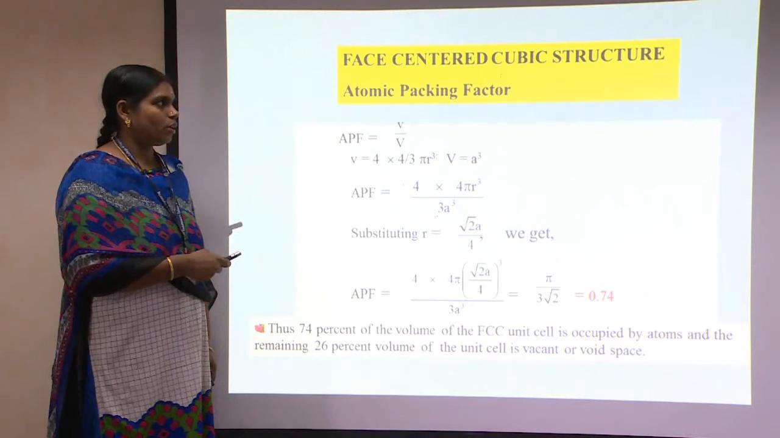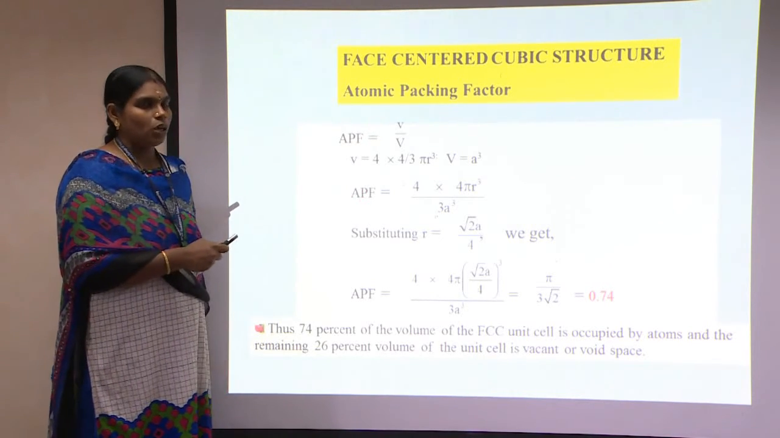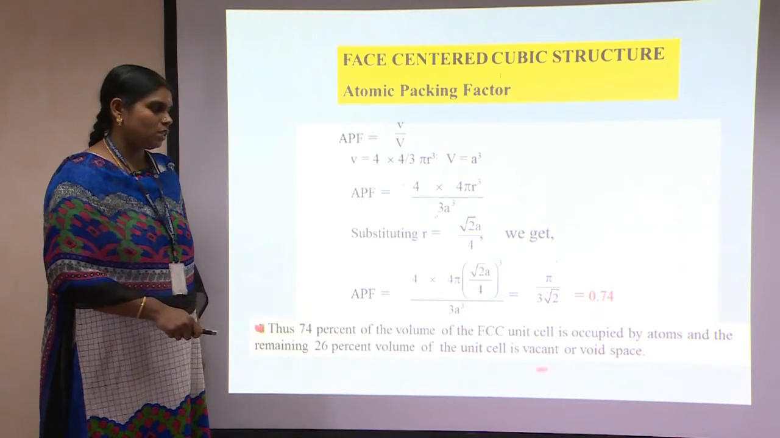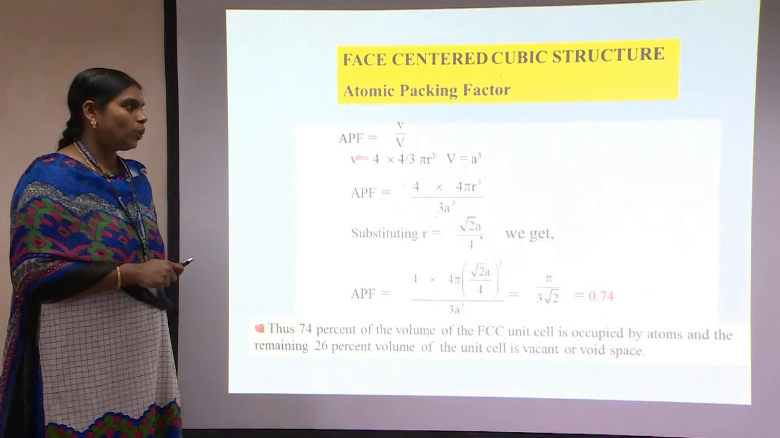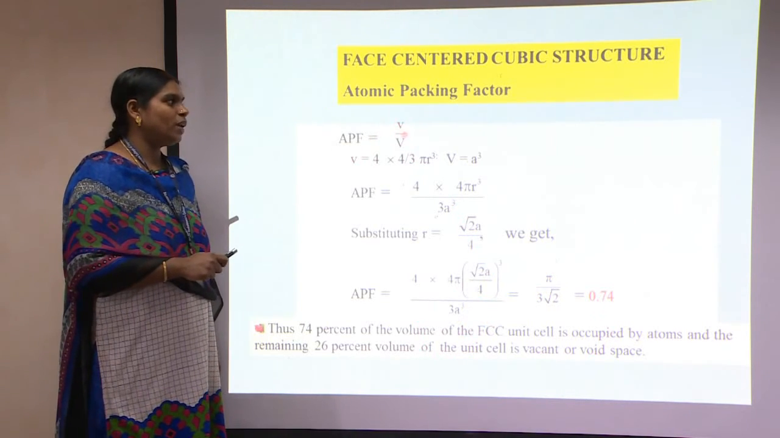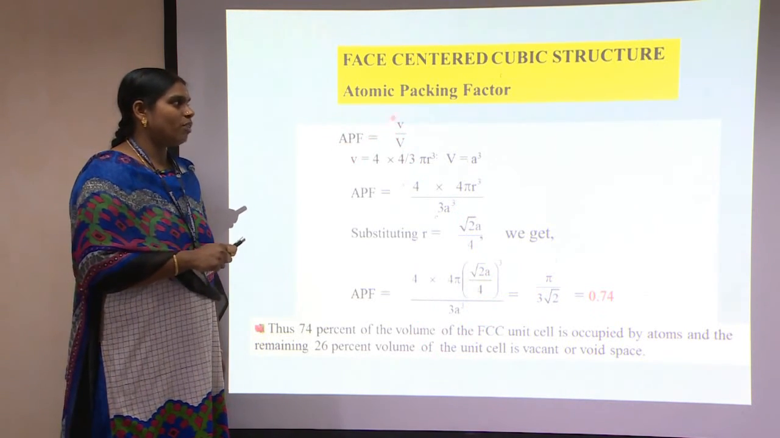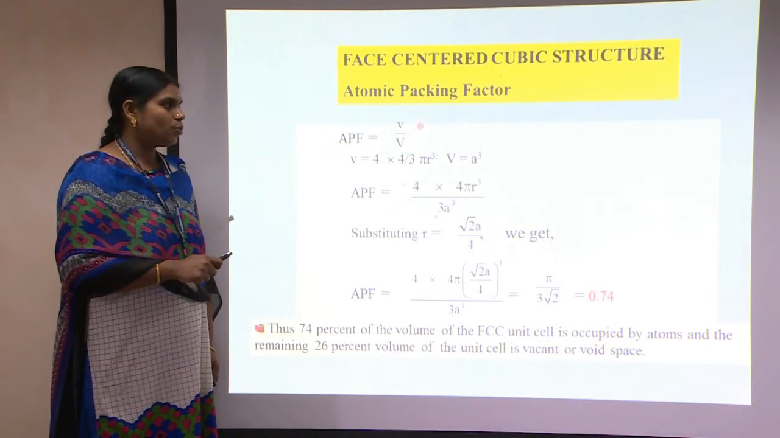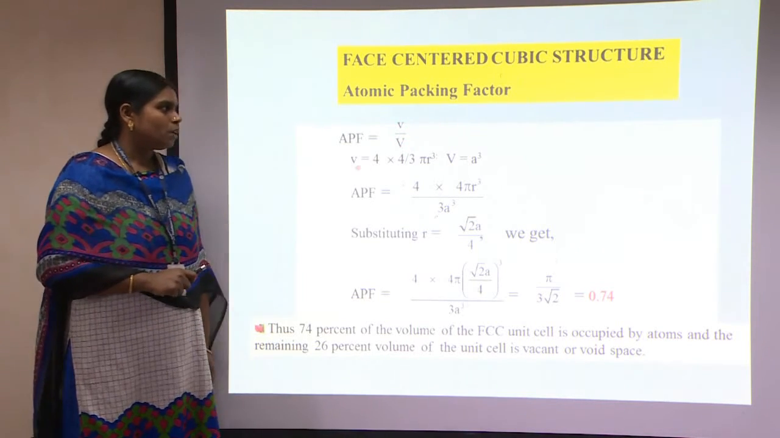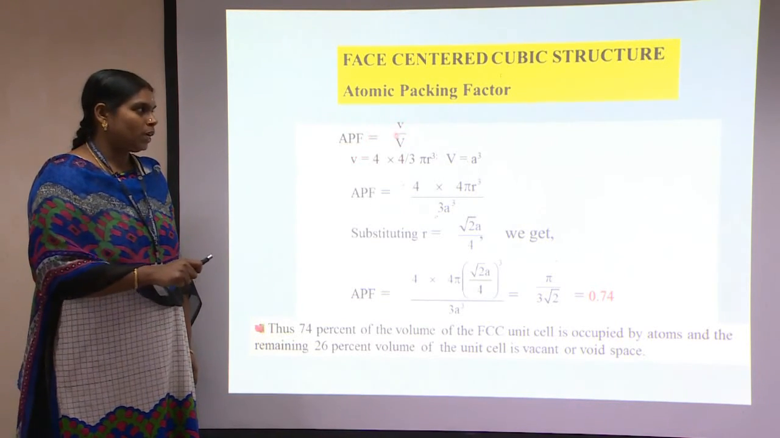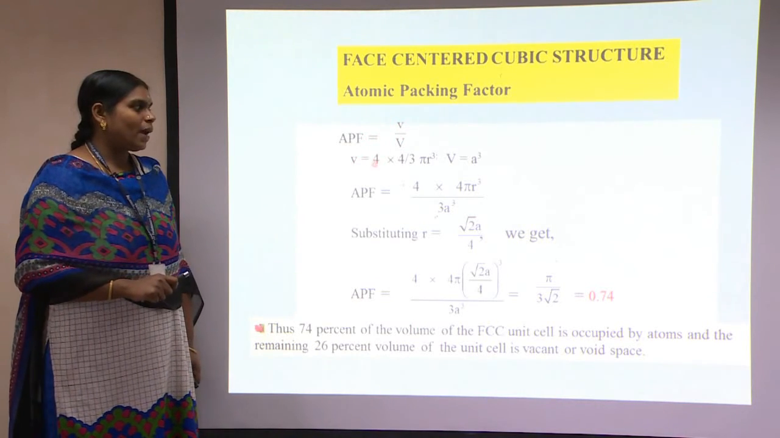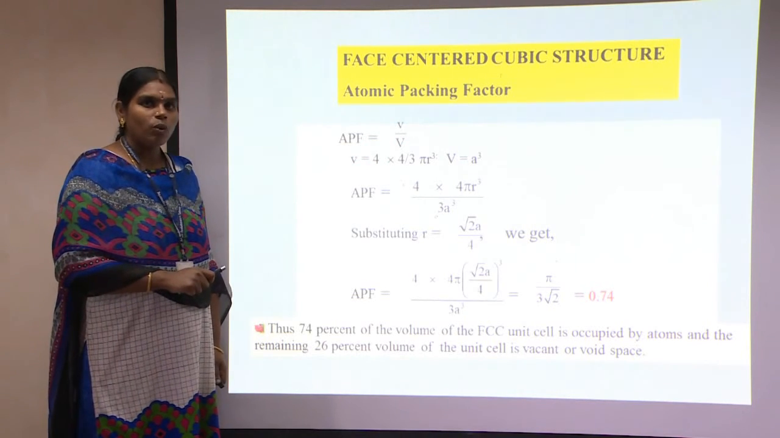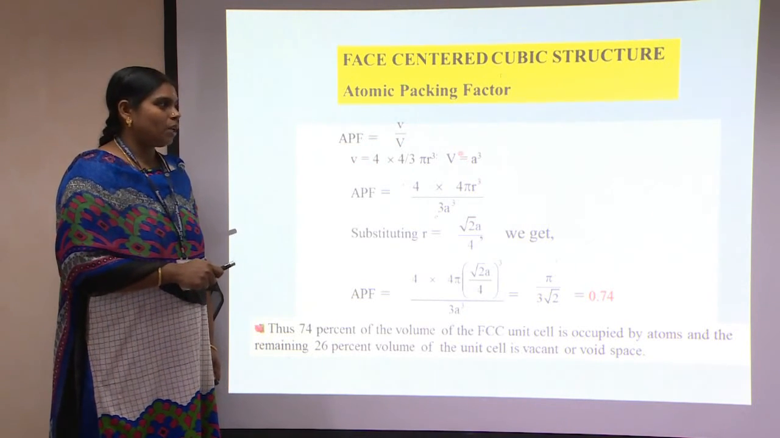The last characteristic for FCC is the APF, the atomic packing factor, which once again explains the vacancy present in an FCC unit cell. How to calculate it? APF is small v divided by capital V, which is the number of atoms in the unit cell times the volume of an atom, divided by the volume of the unit cell. First the numerator, small v: the number of atoms per unit cell is 4, into the volume of an atom, 4 by 3 pi r cube.